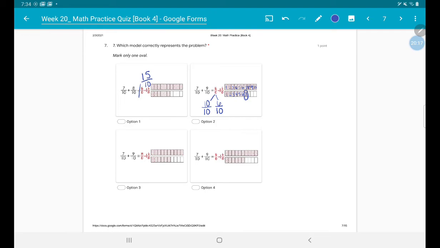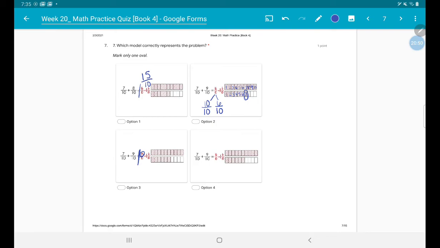Okay, so if I go down to option 3, I have 7/10 plus 9/10. 7 plus 9 equals 16, not 14. So option 3 is not correct. If I move on to option 4, 7/10 plus 9/10. 7 plus 9 is 16/10. We found up in option 2 that 16/10 is equal to 1 6/10.